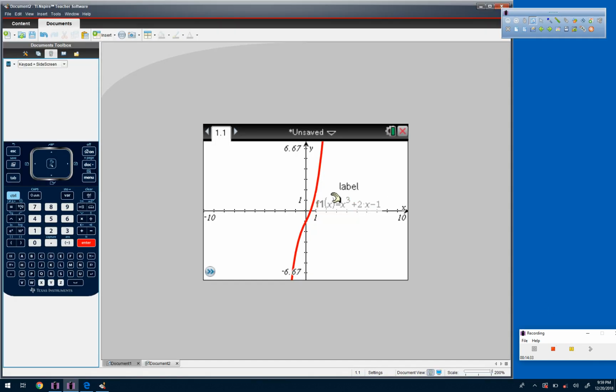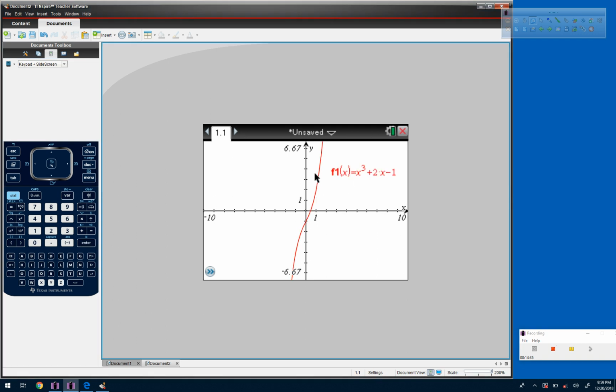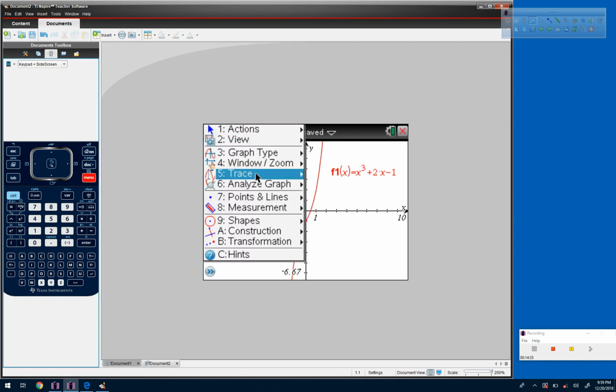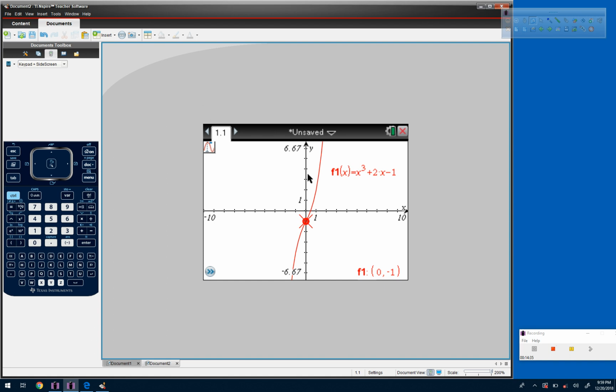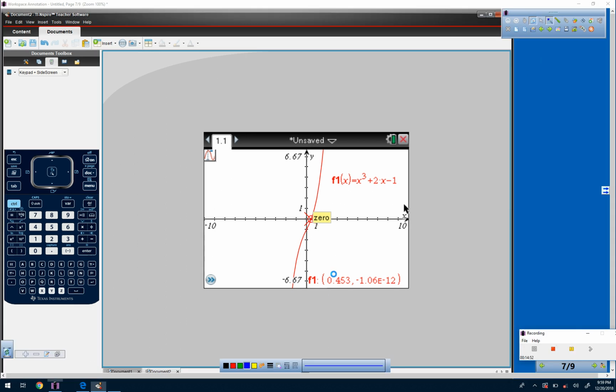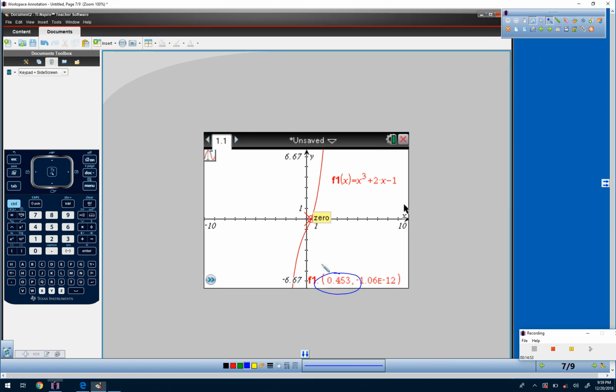I went ahead and took the liberty of graphing that function. So there's the graph of the function x cubed plus 2x minus 1. And if you notice, it does have a 0. I can find that specifically: analyze, trace, graph trace, and then yep, there's the 0 right there. And look at that. The value of that 0 is 0.453, which is between 0 and 1. But again, the intermediate value theorem doesn't find that answer for you. You still have to find it using different methods you've learned in pre-calc.